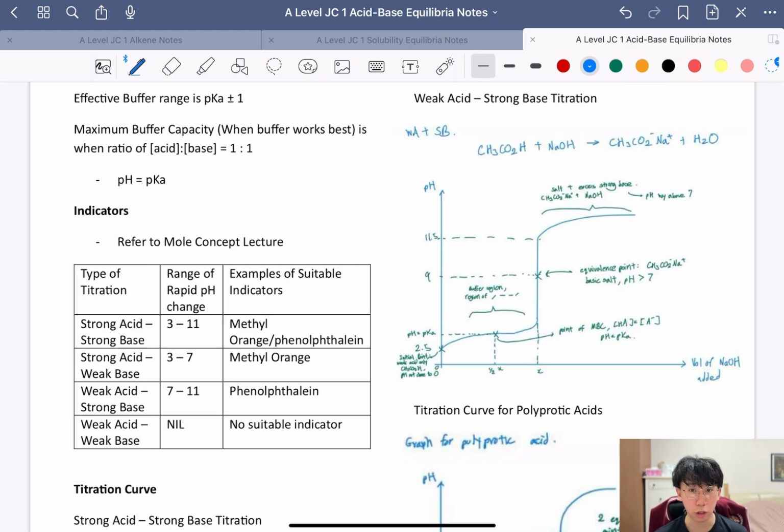Now do know that your effective buffer range is typically pKa plus minus 1, and this is the range where your buffer is actually effective and can resist the pH changes where the small amount of acid or base is added. And the maximum buffer capacity is one where the buffer works best, and this is usually when the ratio of your concentration of your acids to base is 1:1.